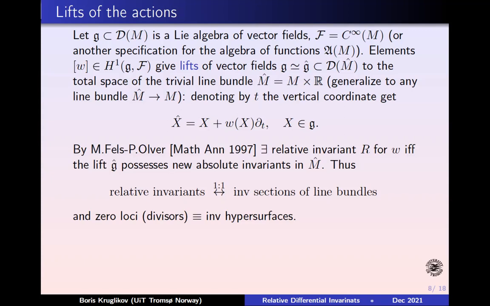Okay, so relative invariants are in bijective correspondence with invariant sections of the line bundles. And zero loci of those sections, or in other words, divisors, correspond to invariant hypersurfaces. This relative invariant equal to 0.